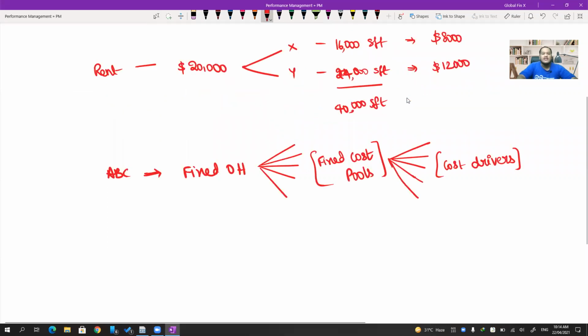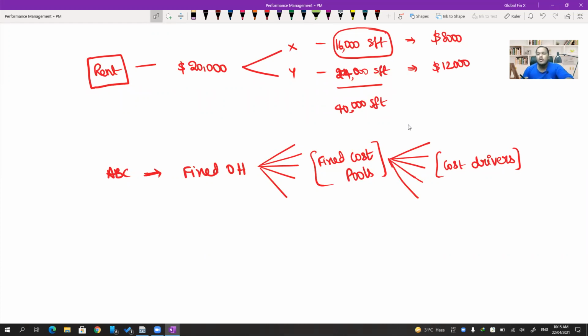So in this particular example, rent is the fixed cost pool. Space occupied is the cost driver. So the rent is driven by the space that is occupied by that particular product. Similarly, if I'm talking about maintenance cost, the number of maintenance activities conducted, or the number of inspections conducted for that particular product. Or if I'm talking about machine setup, the number of setups that are done for each particular product.